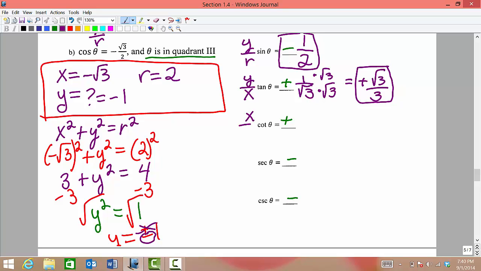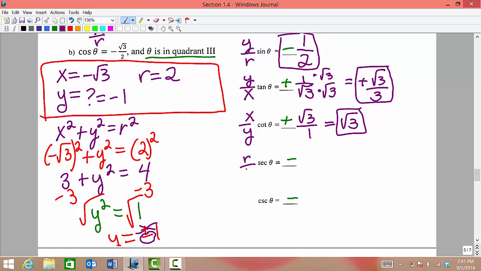Cotangent is x over y, and once again, cotangent is positive, and when we go back, we see that x and y are both negative, and when we form a fraction of them, we get a positive value. So our x was square root of 3, our y is 1, negative divided by negative gives us that positive cotangent value. So we get positive square root of 3.